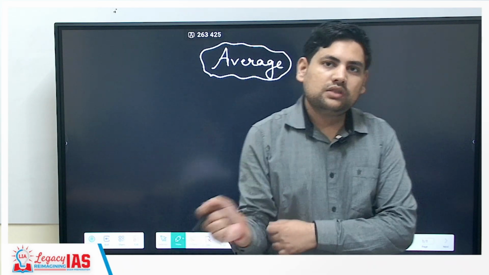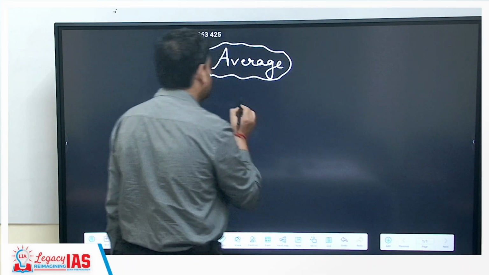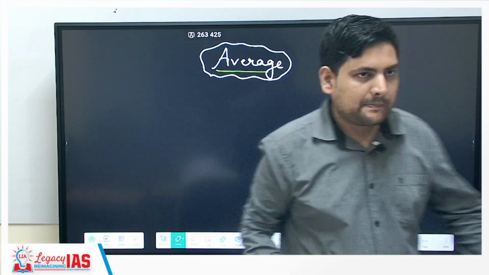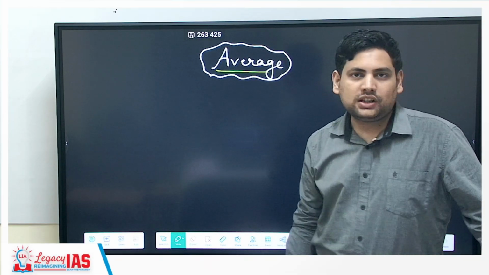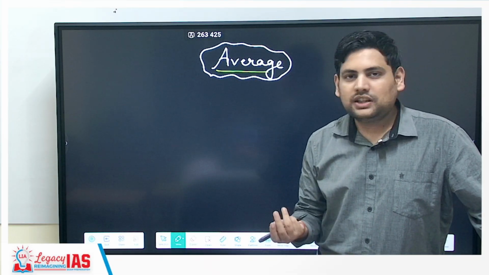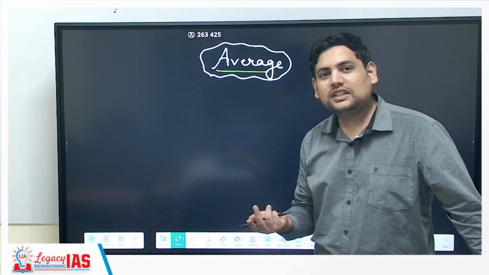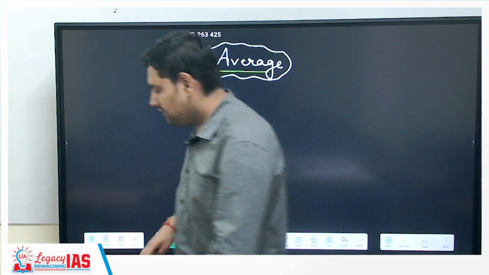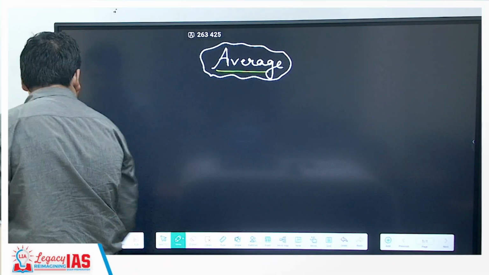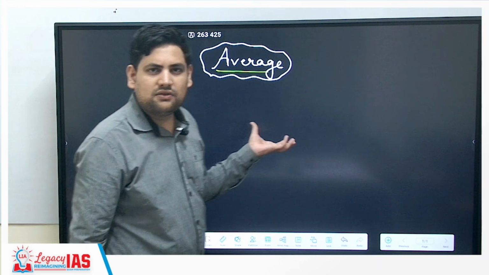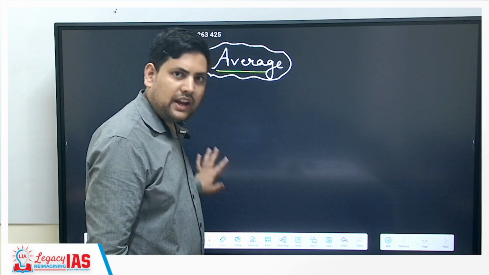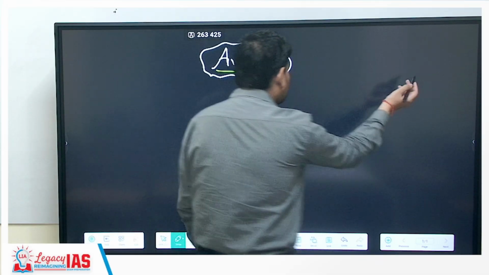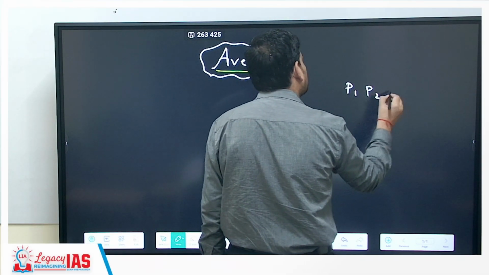Legacy IAS. Today we'll be starting with a new chapter, that is average. This is an introduction lecture. Average is what you say for different people or different things, that I got average marks in this, average in that. What you usually mean is that average is a way of finding what the entire set of objects is doing in one number.